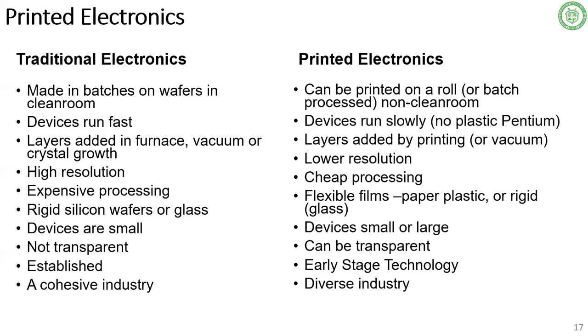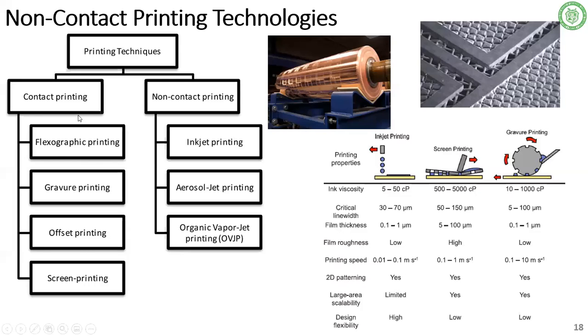Now, if we compare the printing technologies, we can divide them into two categories. One is contact printing, the other one is non-contact printing. Contact printing means in which your substrate is in contact with the deposition tool. For example, if you see gravure printing, that is in contact with the substrate, or in screen printing, the screen is in contact with the substrate. In non-contact, the tool is not in contact with the substrate, you only deposit the material.